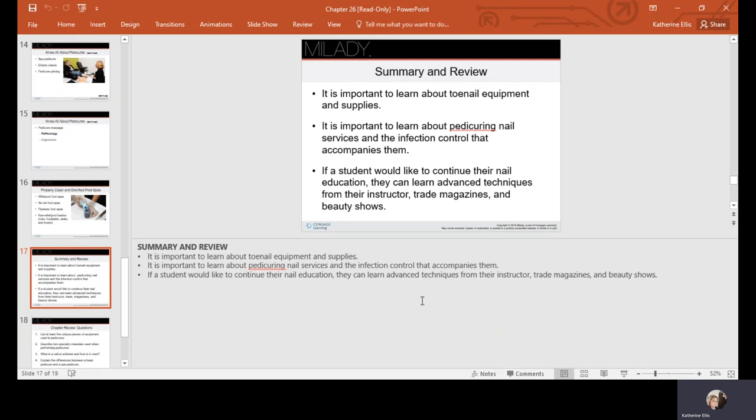So it's important to learn about toenail equipment and supplies. We need to learn about pedicuring the nail and make sure that we're practicing infection control. And of course, we can get other advanced services training from attending trade shows. YouTube videos abound, and so do trade magazines. If you're going to watch YouTube videos, make sure it's a licensed professional. I'm not saying that there aren't talented, unlicensed people out there, but are they demonstrating safety and infection control? So you use your educational background that you worked hard to get, and you determine who's the best to take your cues from.